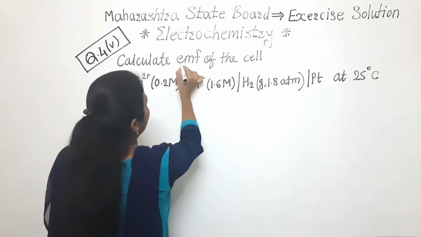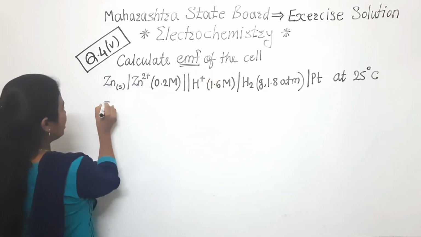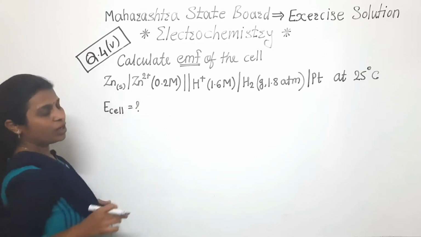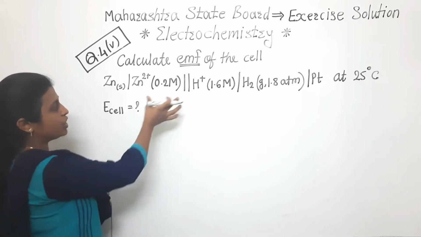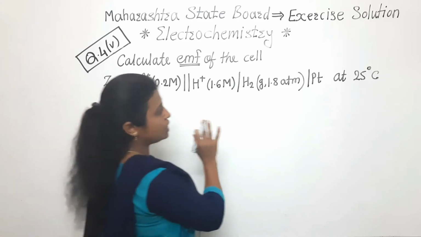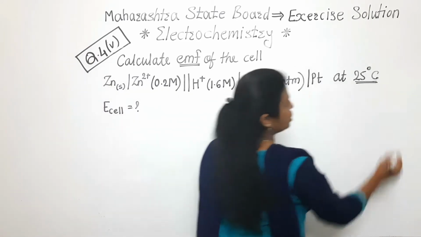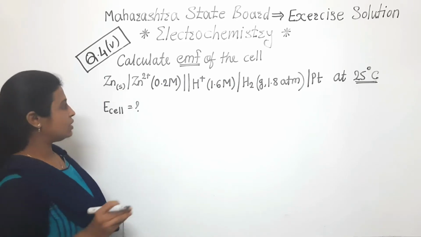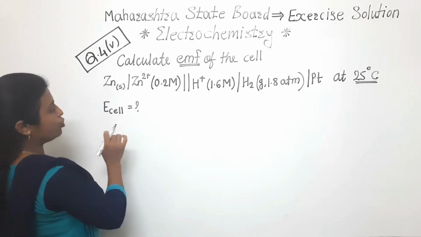Calculate EMF of this cell. EMF, what we have to find out? Just we have to find out the E cell. They have given one cell representation, or we can say the formula for the cell. They have given the temperature, that is 25 degrees Celsius, means standard condition is there. So how to solve that numerical?